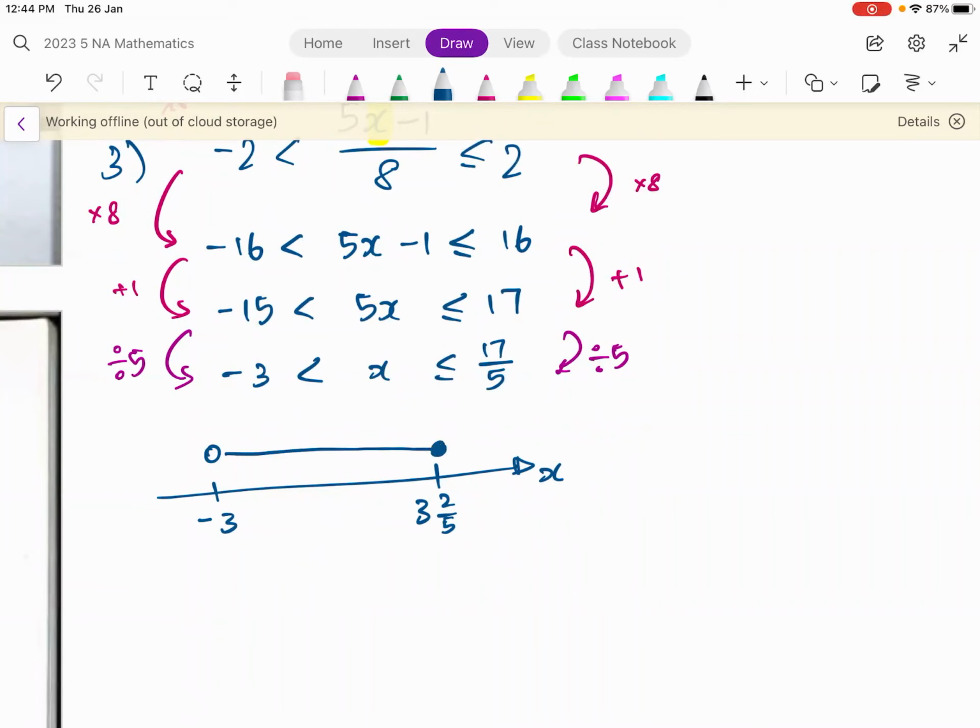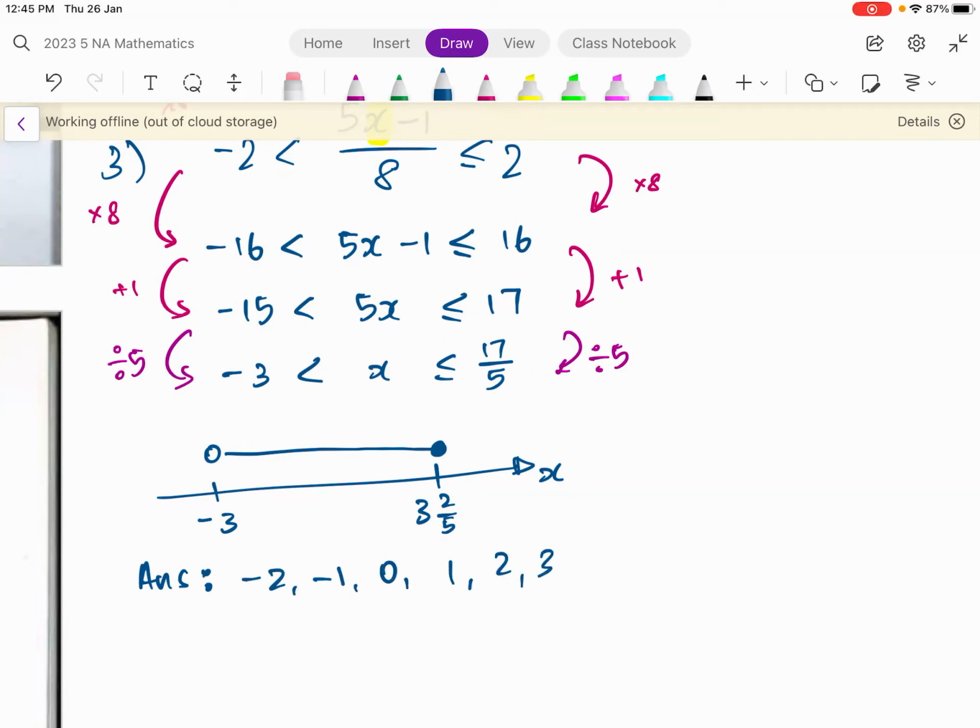And then they wanted integer values. Integers are, is it just whole numbers? Is 0 an integer? Yes, 0 is also an integer. So you need to revise, write it down now. Integers are positive and negative whole numbers, including 0. One more time: integers are positive and negative whole numbers, including 0. So the answer is -2, -1, 0, 1, 2, and 3.